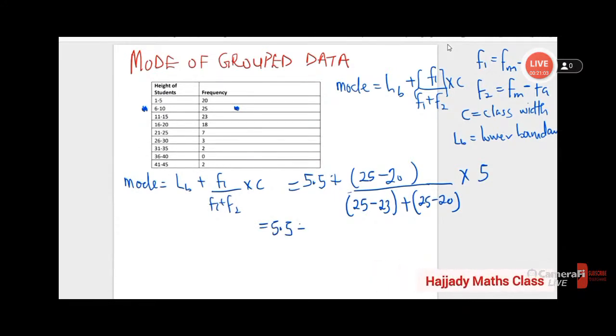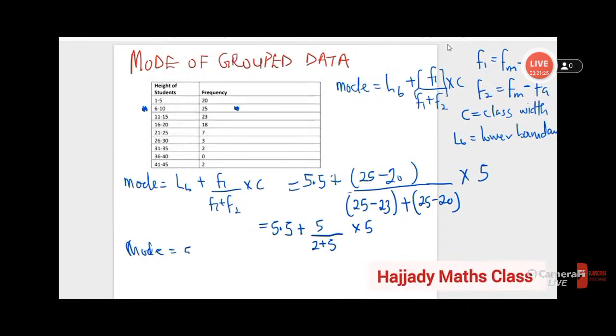5.5 plus 25 minus 20 is going to give me 5 over 25 minus 23 is going to give me 2, plus 5 multiplied by 5. And with this, I'm going to have my mode is going to be 5.5 plus 5 over 7 multiplied by 5.